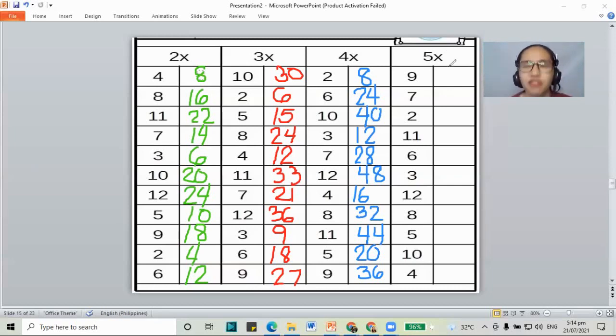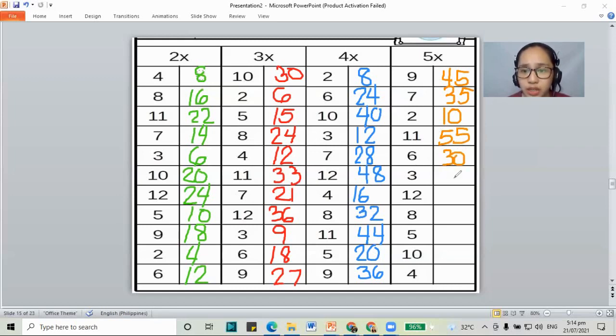How about for 5? 5 is easy. You can also try to remember skip counting by 5. If you get 5 times 9, this is 45. 5 times 7, this is 35. 5 times 2, this is 10. 5 times 11, this is 55. 5 times 6, you get 30.